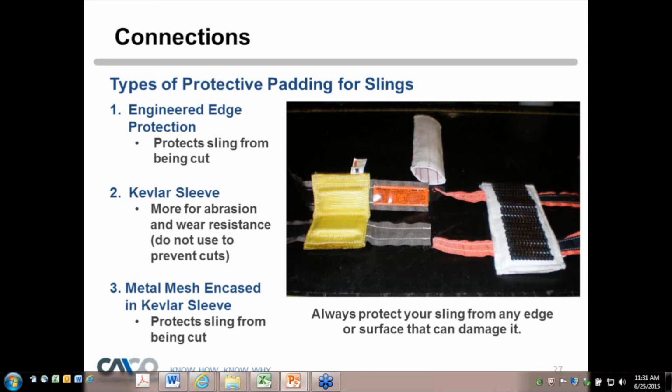So you want to put that in places where the sling renders or where it's rubbing up against the load, so that you don't wear the fibers out. And the other best thing you can do is a metal mesh encased in a Kevlar sleeve, because that conforms to the load. That's just as good as the yellow one, the engineered edge protection. Those really do protect the sling, keep the integrity of the sling intact, and prevent it from getting damaged. So whenever you can, I highly recommend you use edge protection for all your slings. You will extend the life of all your slings, and you will also have a much safer lift by doing so.